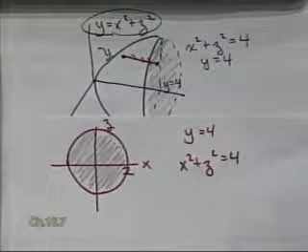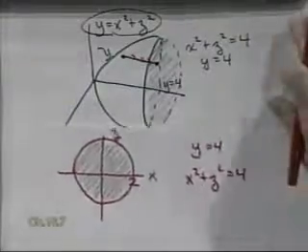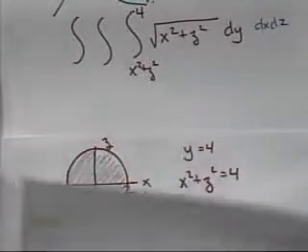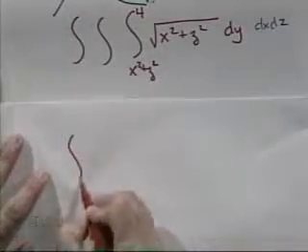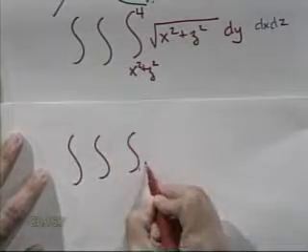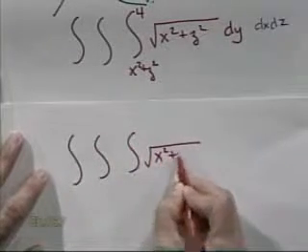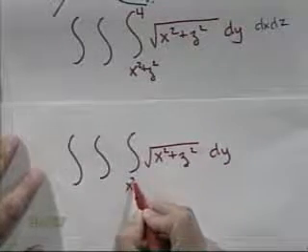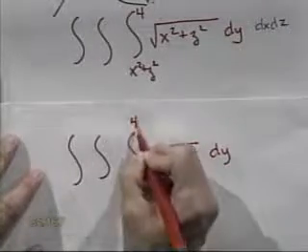When you have a circular region, what do you integrate with respect to? What kind of coordinates should you use? Polar. So I'm not going to do this in x and z. I'm going to integrate the square root of x squared plus z squared dy. And again, this is going from x squared plus z squared to 4.